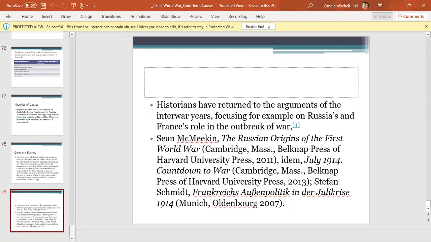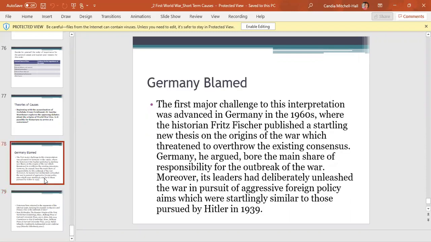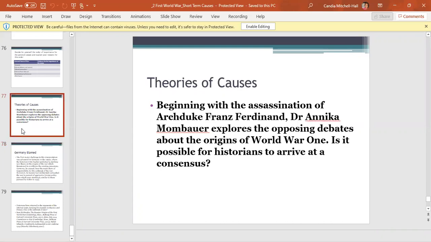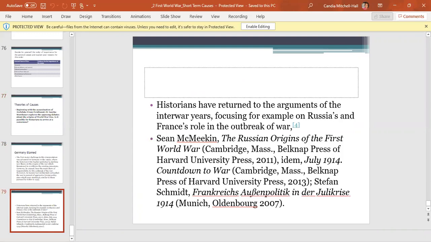So as we see, ladies, there's a debate whether Germany is to blame. We know Fischer is the one out there to say, listen, Germany should share the blame. And as Anika said, there's really not a consensus. It is very difficult for historians to have a consensus on it. While others have said it is not only Germany alone that has a role to play, but they also look at the role of Russia and also the role of France in it.